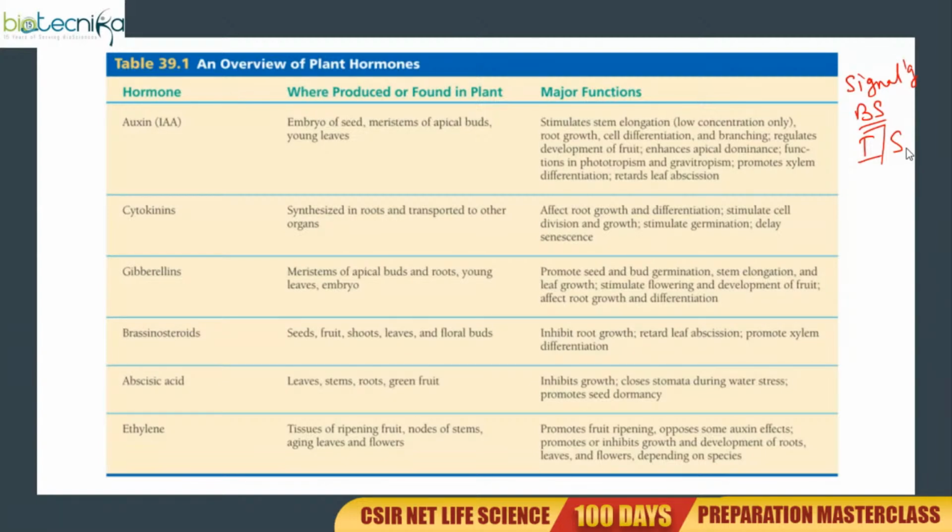Okay, tryptophan is the precursor of auxin. For cytokinin and gibberellin, the precursor is different. So if you add extra columns into this table, again, it will be easy for you to compare and study.